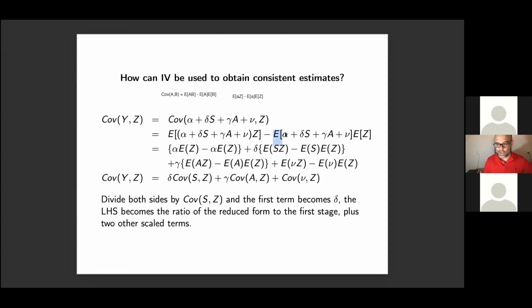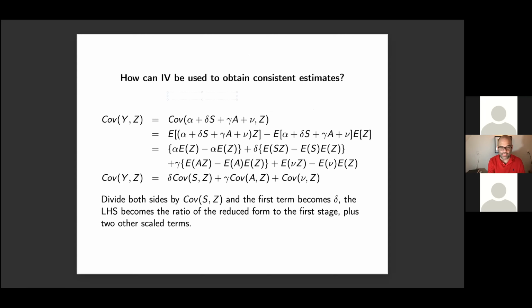Then I did it over here too: expectation alpha times expectation Z. Now, since alpha is a constant, this equals expectation alpha expectation Z minus expectation alpha expectation Z, which is 0. That's just one of the properties of expectation operators. But not all of them are going to do that. Let's look at one here. Let's look at this S term.